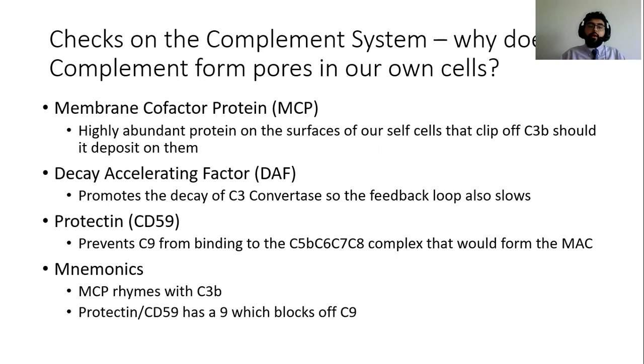We also have something called protectin, which is CD59, the other name. See, this is one of those things where sometimes they give it a standardized name that's easier to remember, but sometimes they just keep the CD name. CD59 prevents C9 from binding to the C5b, C6, C7, C8 complex. And remember, C9 is the one that polymerizes, therefore, if no C9, there's no MAC. The mnemonic I like to use for that one is CD59 has a 9, which blocks off C9.